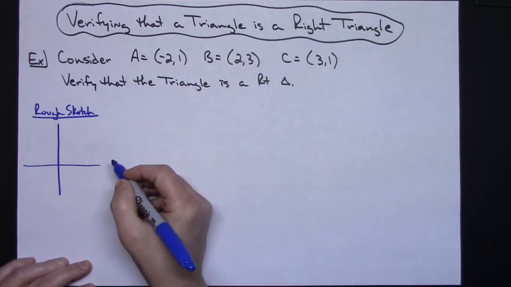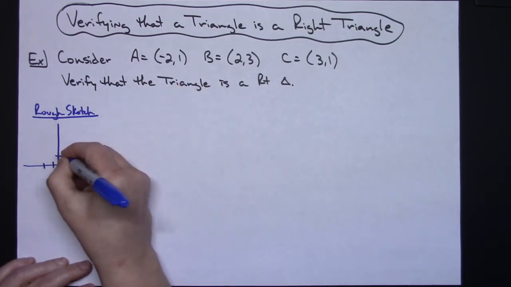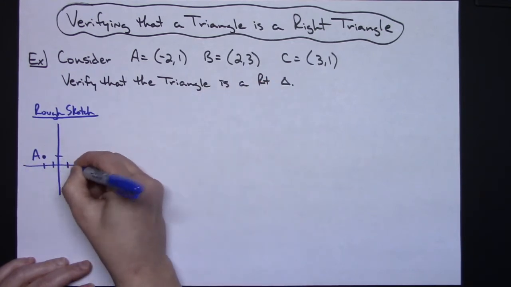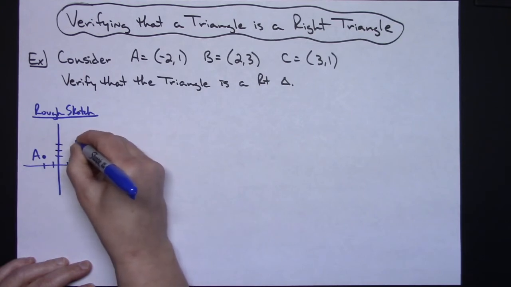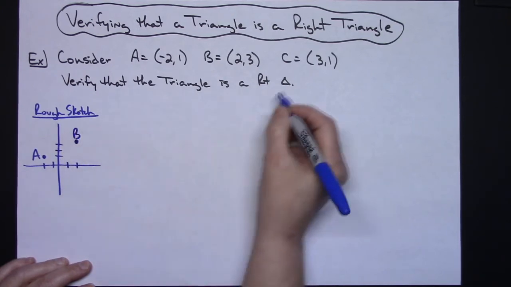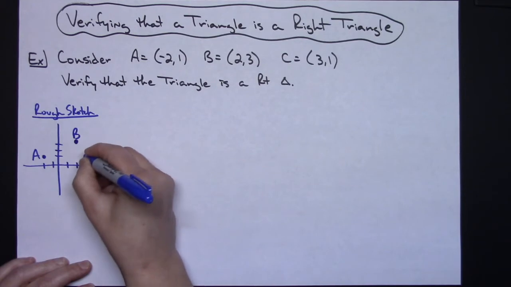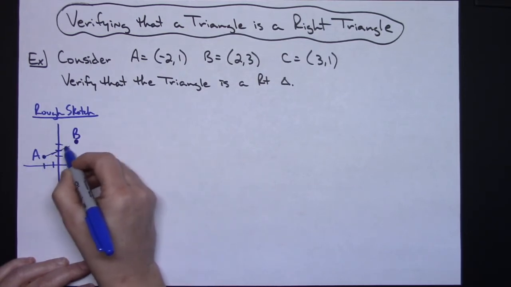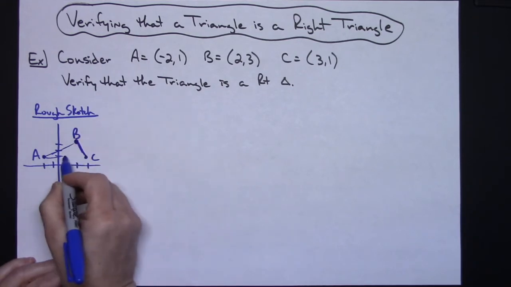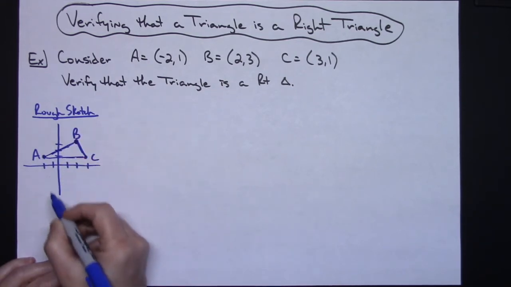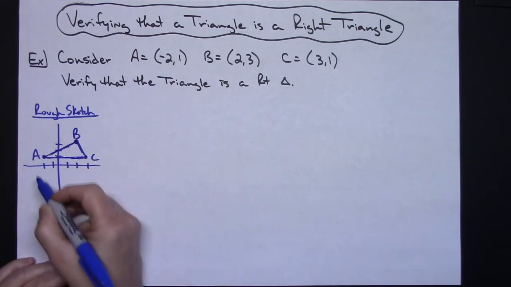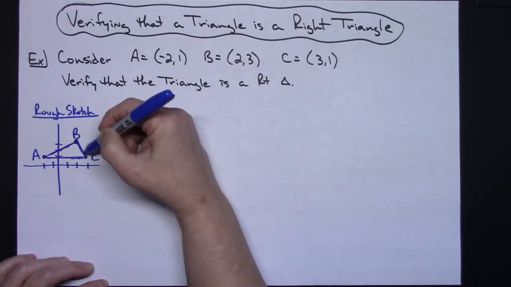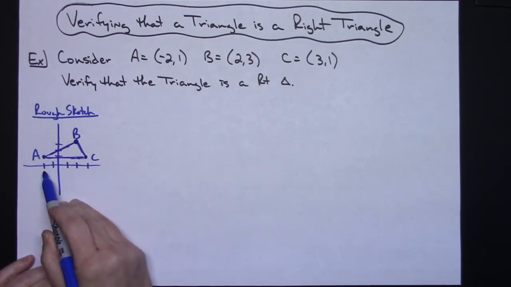If I plot the point negative 2, 1, there's going to be my A. If I plot 2, 3, there's going to be B, and then C is going to be at 3, 1, right there. So, from a rough sketch, we kind of see that it looks like the legs are going to be AB and BC, and then the hypotenuse is going to be AC.